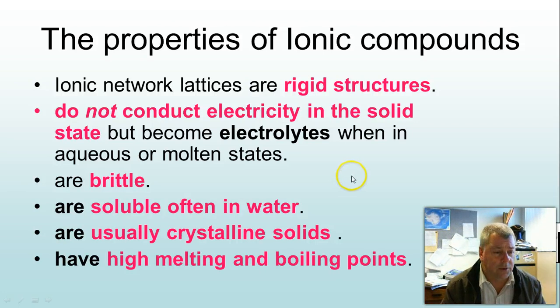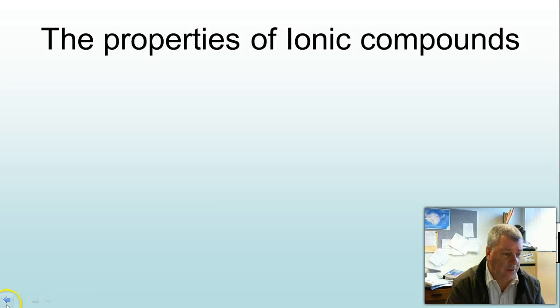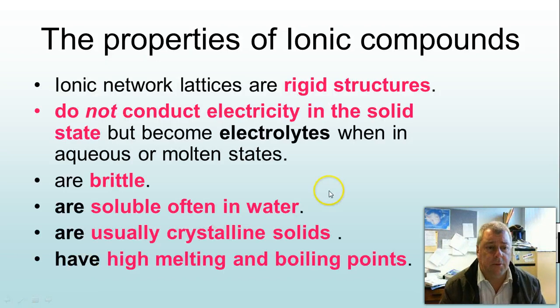And I think there's one more. No! So let's go back. What we're saying here is these are the properties of ionic compounds, and so our ionic bonding model has to explain these properties. This is the important connection that you must make between the properties and the bonding model.